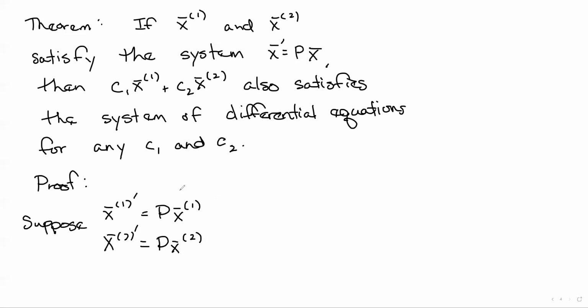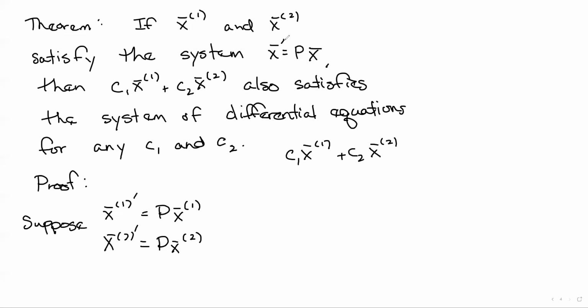All right, and then what we need to do is show that if we took c1 x1 plus c2 x2 and plugged it in, it would also make the system true. The way to do that is to take this and plug it in on the left side. And as long as we can work our way through manipulation to the right side, that will show that this does in fact make the system work. So you start off with c1 x1 plus c2 x2.